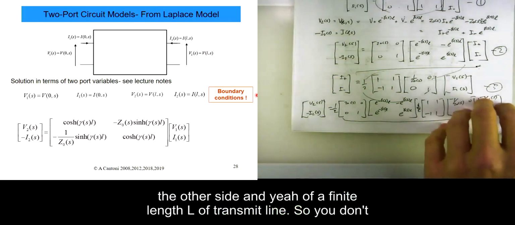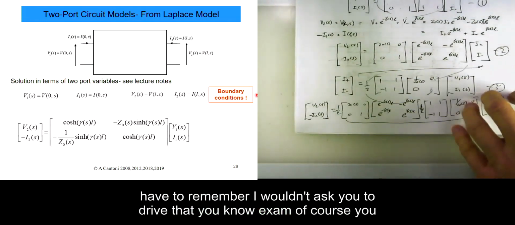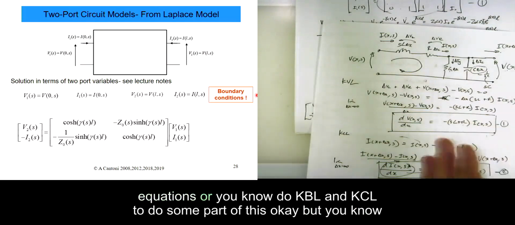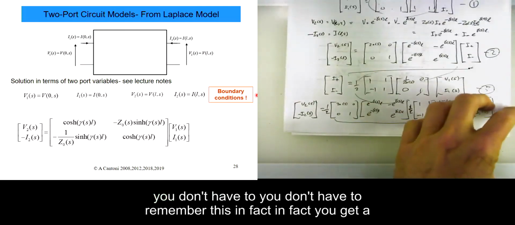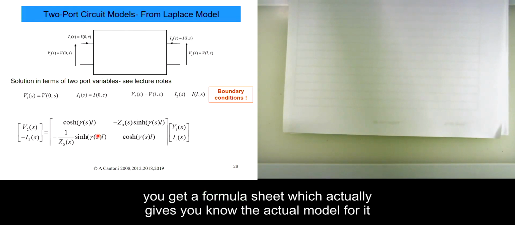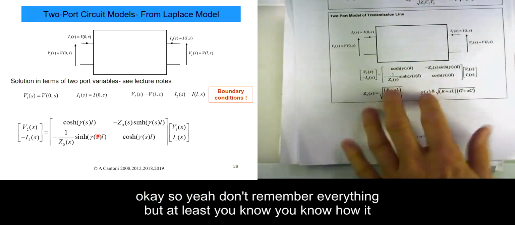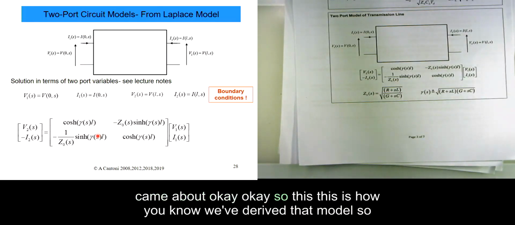Okay, is that clear? You don't have to remember it. I wouldn't ask you to derive that in an exam, of course. Maybe in an exam or a quiz you might have to write down some of these equations, or do KVL and KCL to do some part of this. But you don't have to remember this. In fact, you get a formula sheet which actually gives the actual model for it. So don't remember everything, but at least you know how it came about. So this is how we've derived that model.